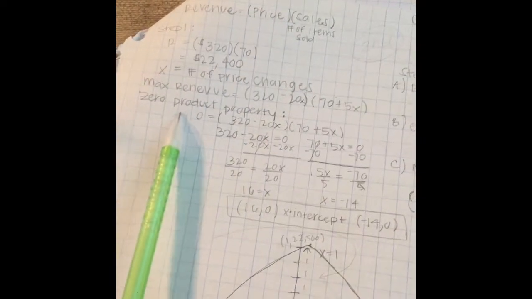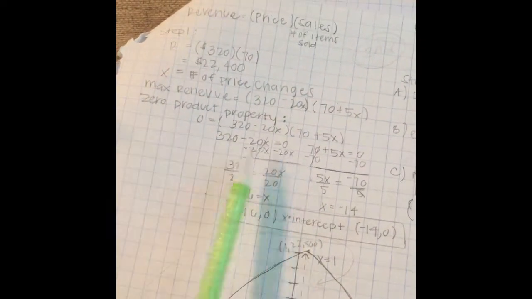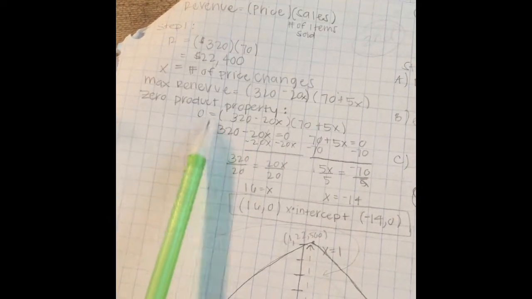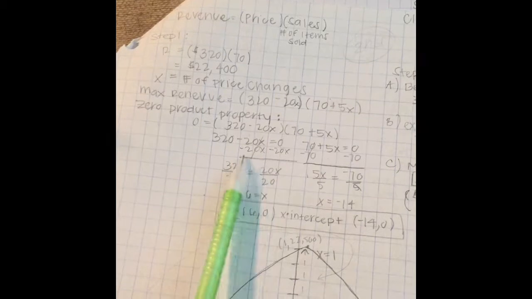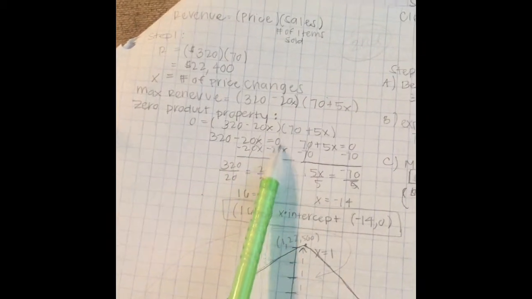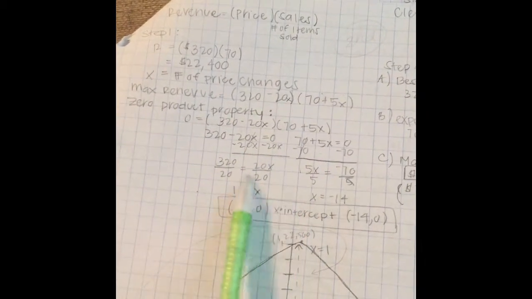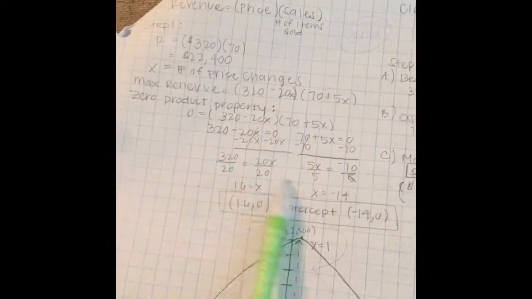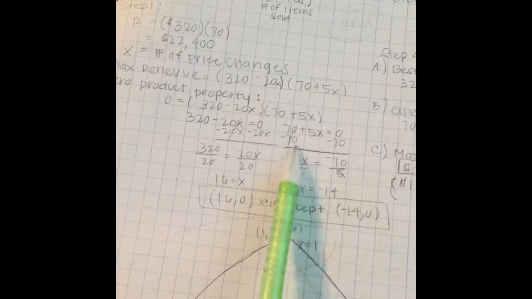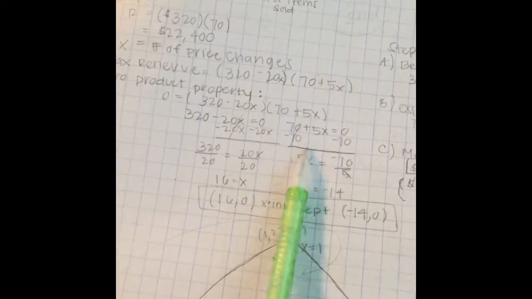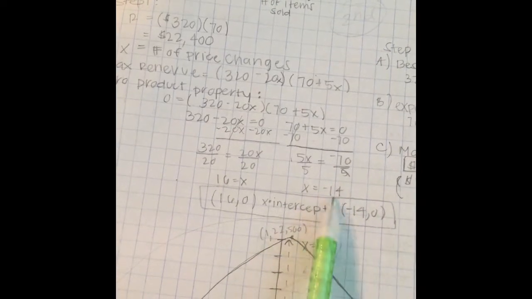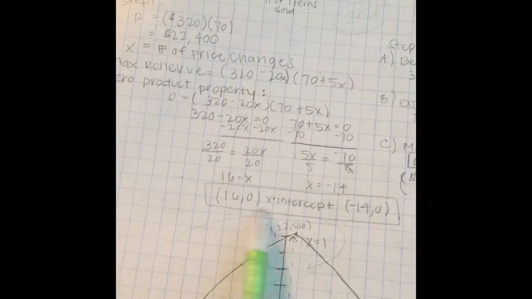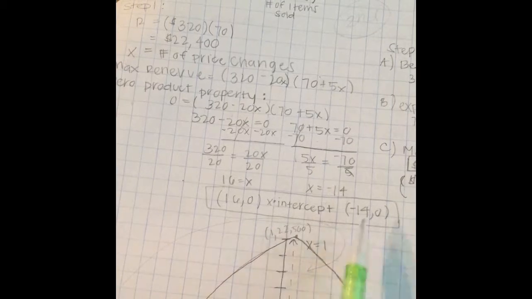And then you find that by using the zero product property, and you set it to 0, and then put the equation that's right here down here, and then you subtract 20x from this side and subtract it from the 0 as well, because you're trying to find what x is. Then you divide the whole thing by 20 and you get 16, so x equals 16. You do the same thing here, so you cancel it out and you get 5x, divide the whole thing by 5, and you get x equals 14. So right here you get the intercepts (16, 0) and (14, 0).